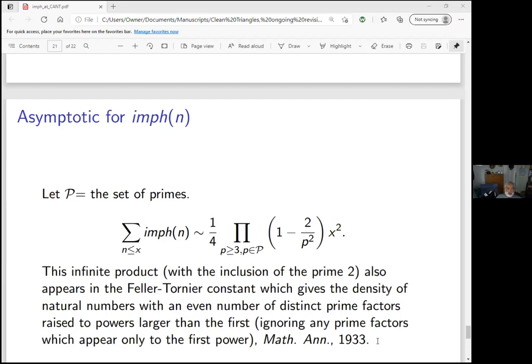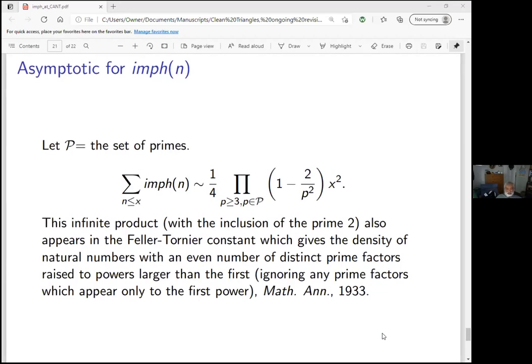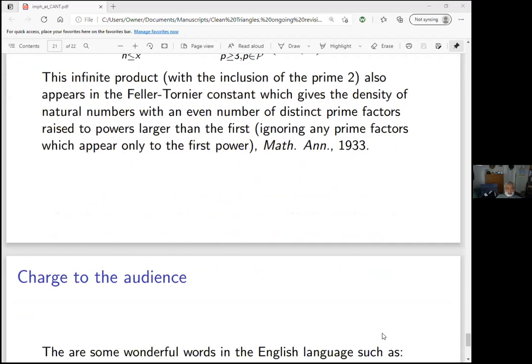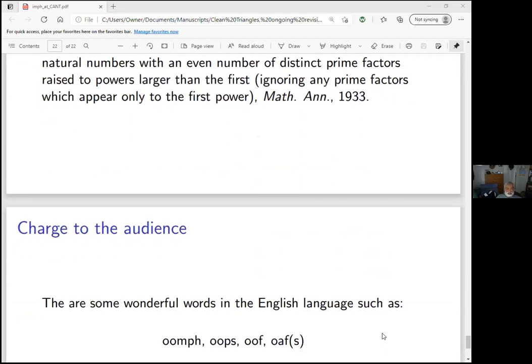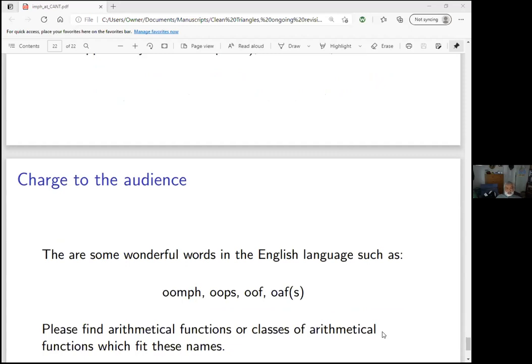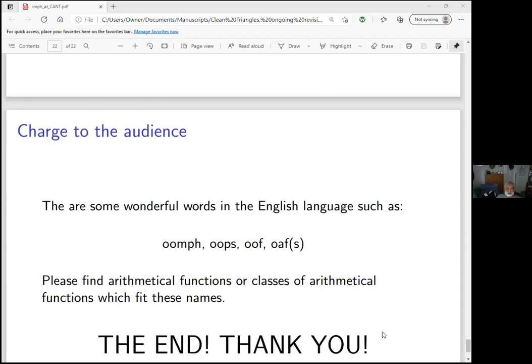Okay. And so that's all I have to say, except that I want to give the audience a charge. So here's my charge to the audience. There are some wonderful words in the English language, such as oomph, oops, oof, oafs. And I would like you all to find arithmetical functions or classes of arithmetical functions which fit these names. I think this is something I'm hoping will happen in the not too distant future. Thank you so much for listening to me.